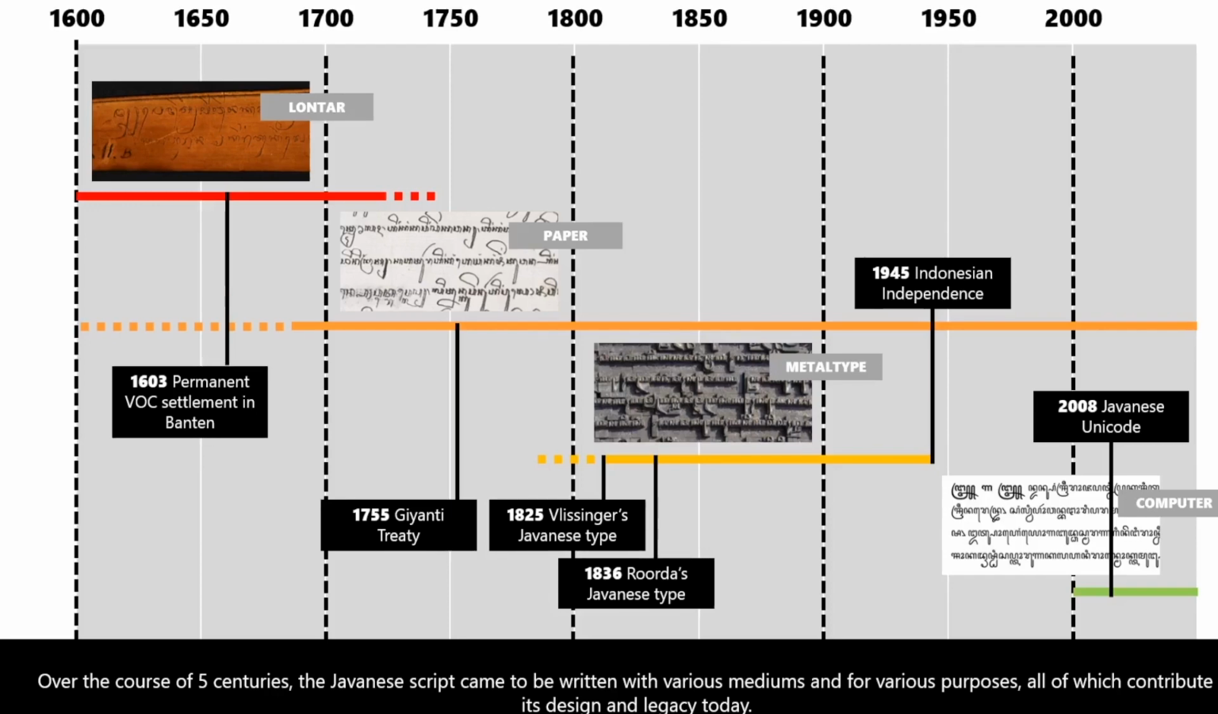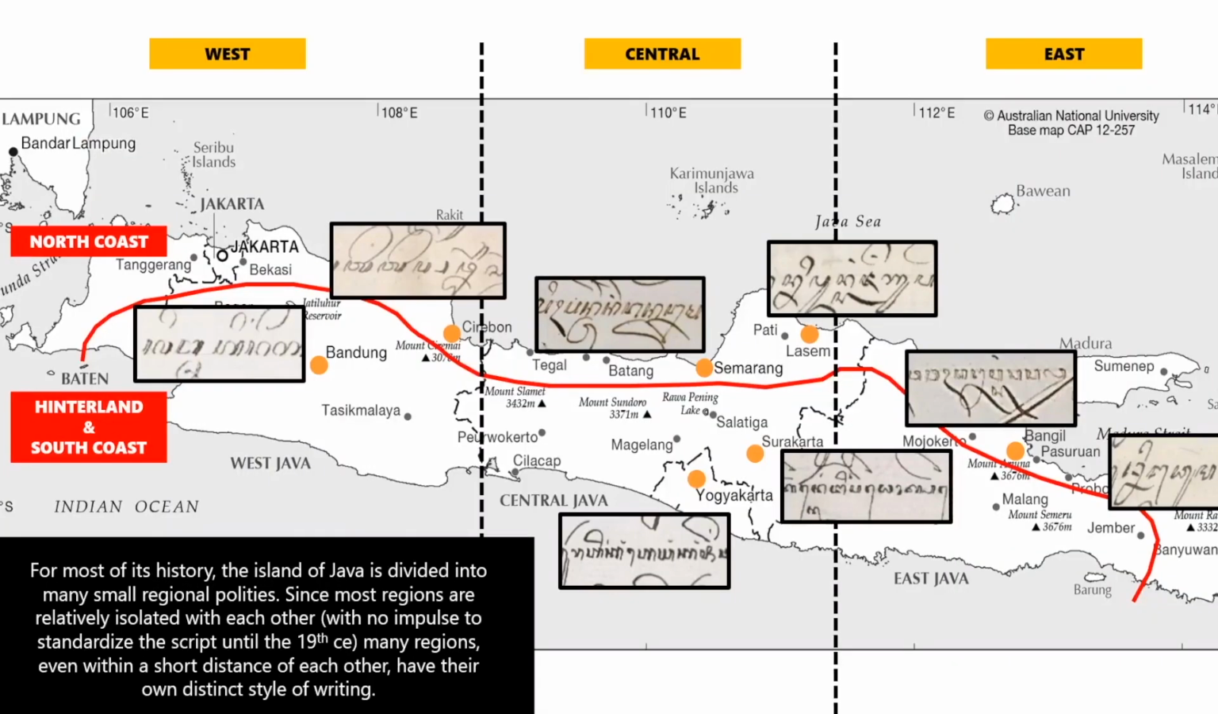In 2009, the Javanese script was allocated its own block in the Unicode standard, thereby facilitating its use on devices and digital platforms. All of these contribute to the Javanese design legacy today. It's helpful to note that for most of its history, the island of Java was divided into many small regional polities. Since most of these regions are relatively isolated from each other, many courts and regions, even within a short distance of each other, have their own distinct style of writing.